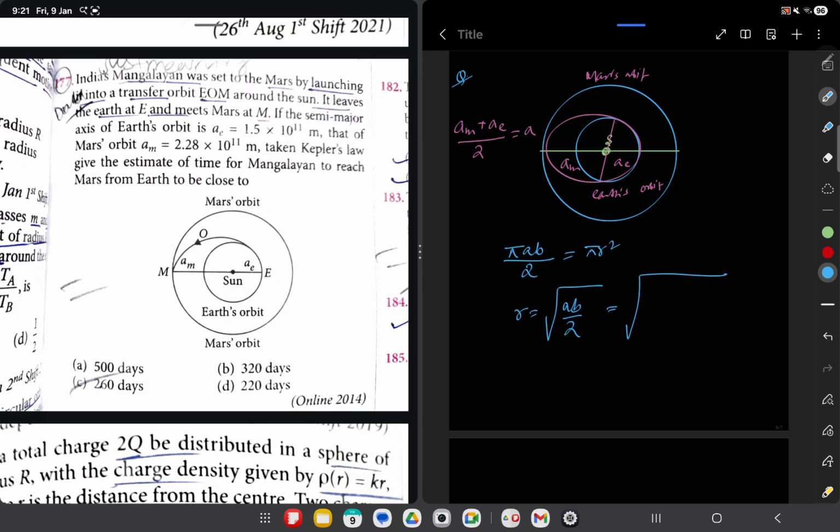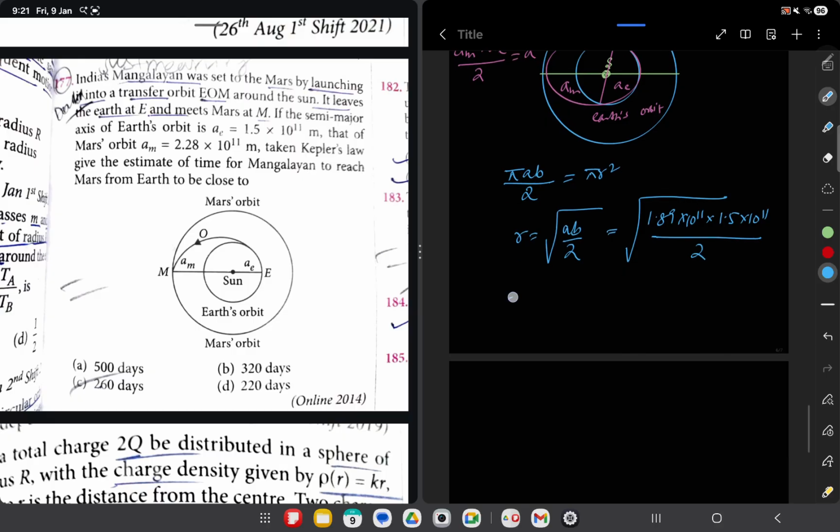So from there, A you will be getting from AM plus AE by 2 as 1.89 into 10 to the power 11, and B is already given to you. B is the earth radius, 1.5 into 10 to the 11 by 2. So whatever you will be getting from there, that will be R. And now you will be applying the formula T square proportional to R cube, and for earth you know that T is 365 square proportional to AE cubed, that is the radius of the earth orbit. If you do the ratios, you will be getting T equal to 260 days.